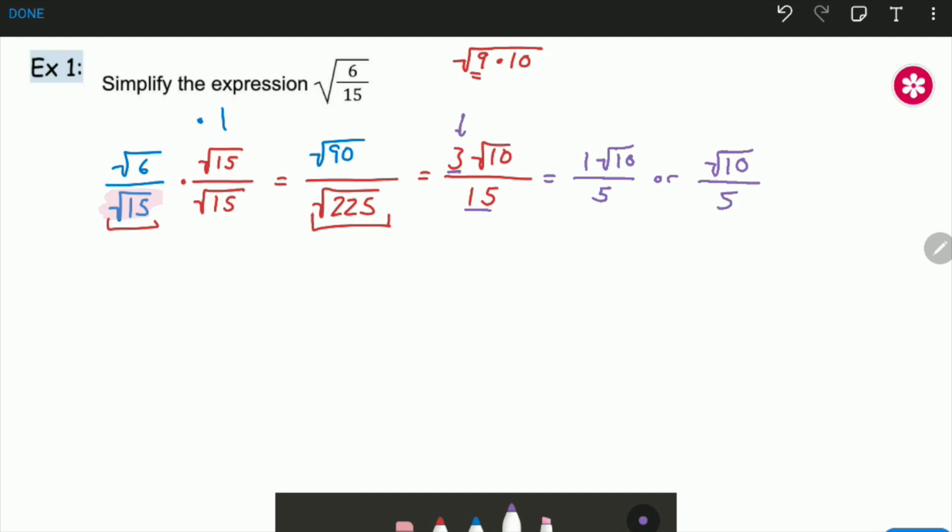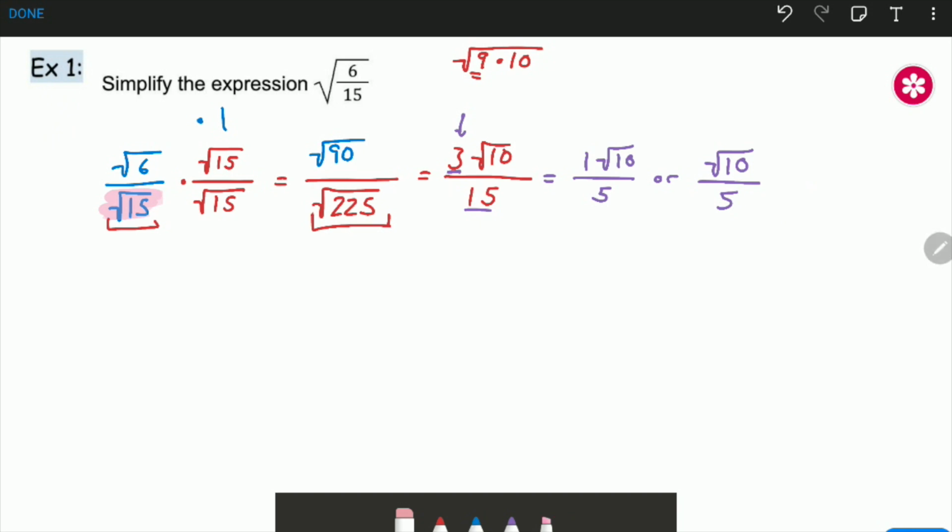Now, some students might ask, why don't we divide both the top and bottom by 5? Because 5 goes into both 5 and 10. But on top, that's not a factor of 5 that we're seeing. It's a factor of the square root of 5, which is not the same as a factor of 5. So we can't divide it because one's underneath the square root while the other isn't.